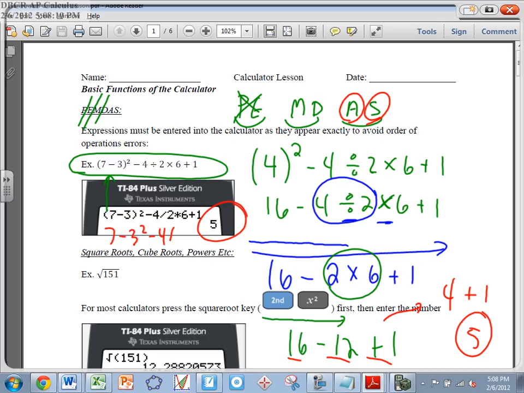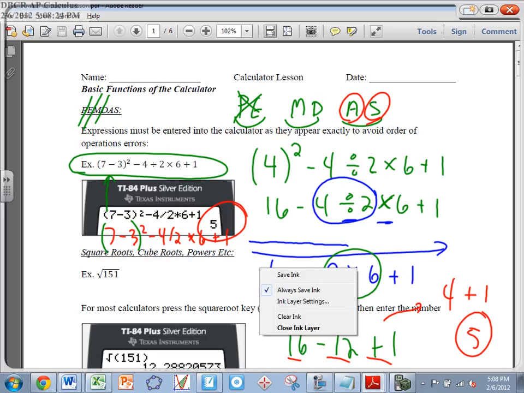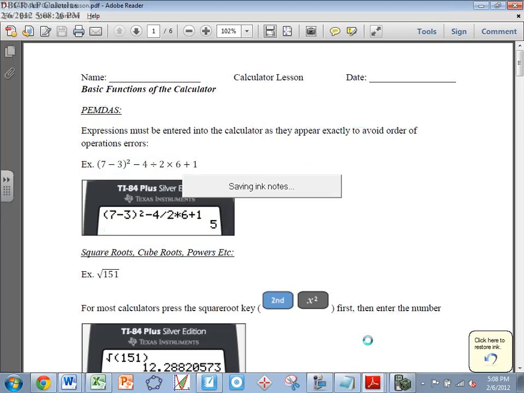Minus 4 divided by 2 times 6 plus 1. Again, if you forget your parentheses, that looks like 7 minus 3 squared, as opposed to the quantity 7 minus 3, squared. So remember your parentheses. Next, let's take a look at square roots, cube roots, and any powers in general.